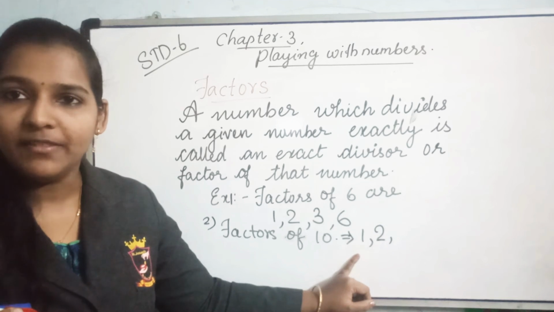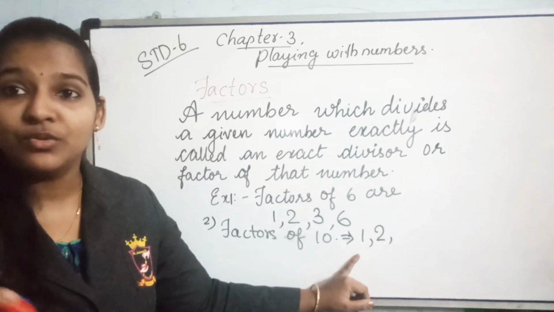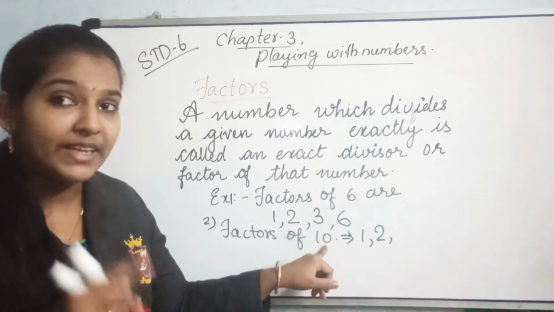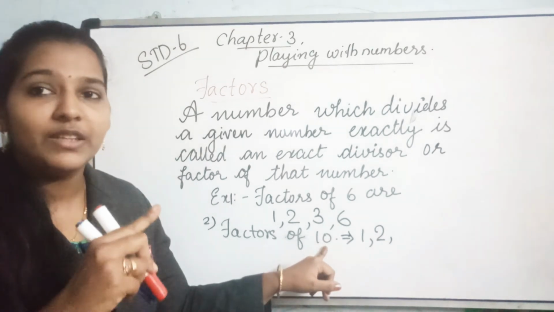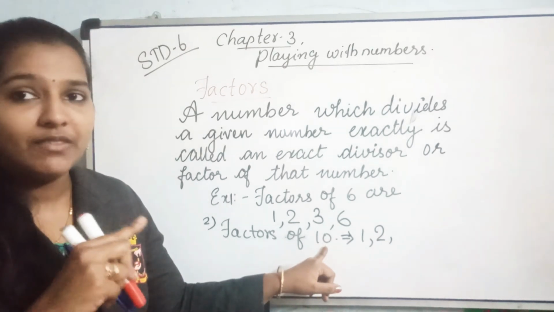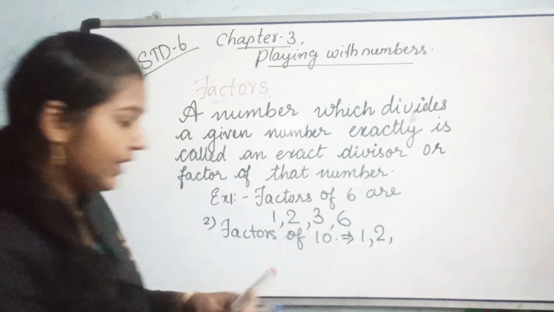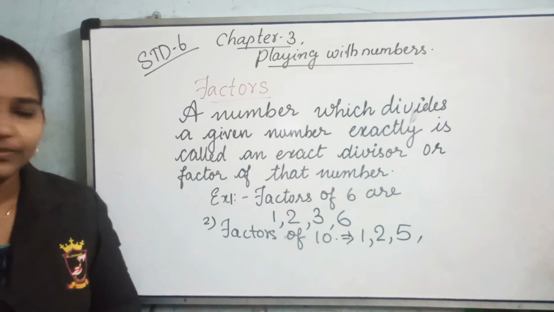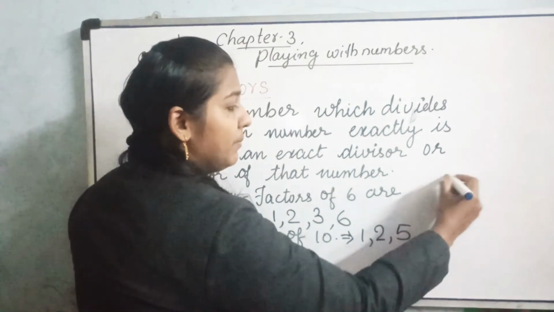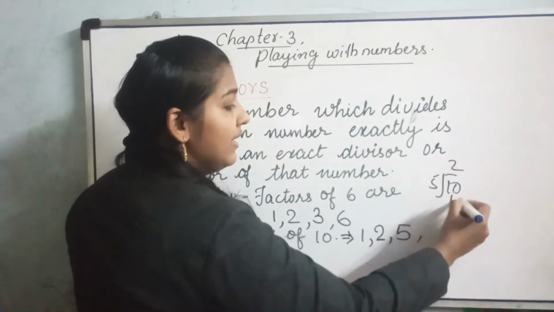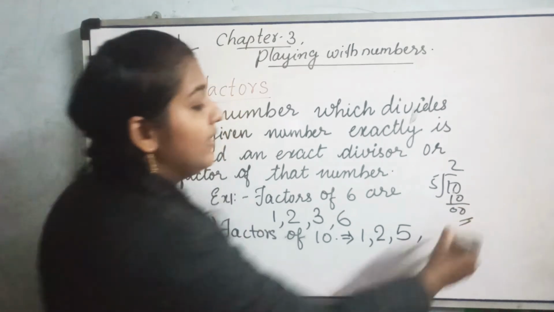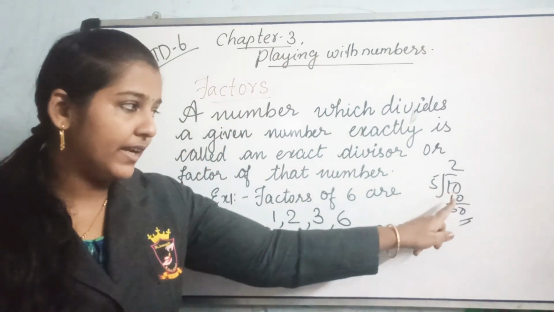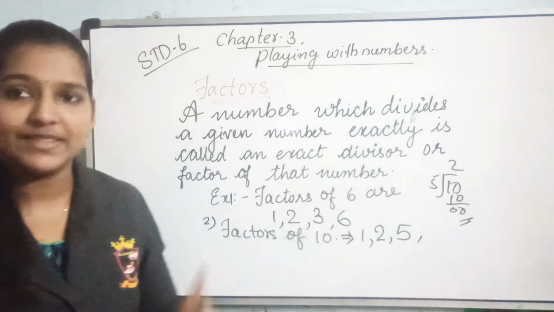Then check 5. Yes, 5 2's are 10, isn't it? So if we are dividing 10 by 5, it can be divided exactly. Okay, so 5 is the next factor. That is 10 divided by 5. That is 5 2's are 10. We got the remainder 0. So we can divide 10 by 5 exactly.